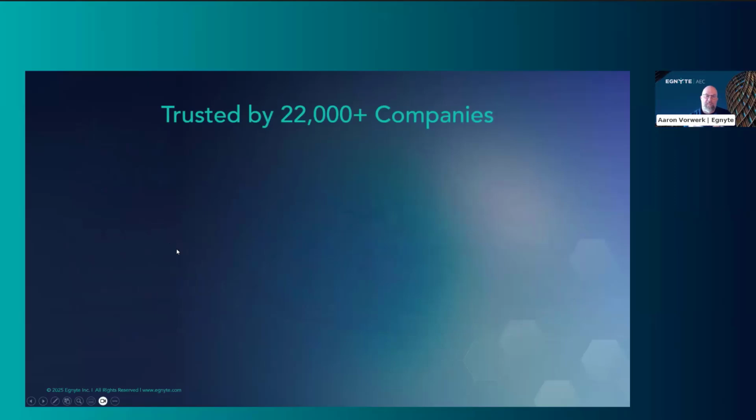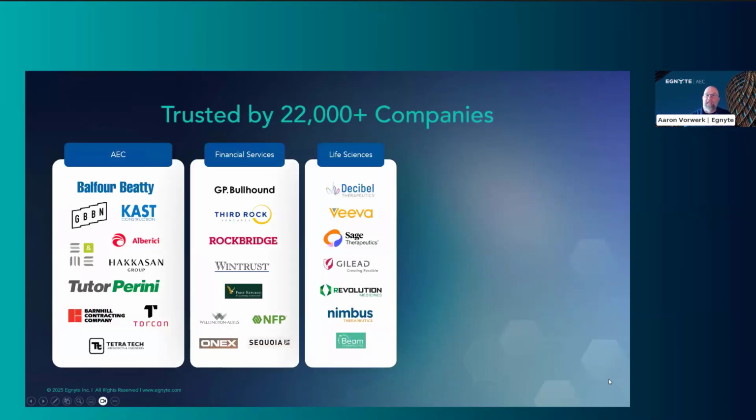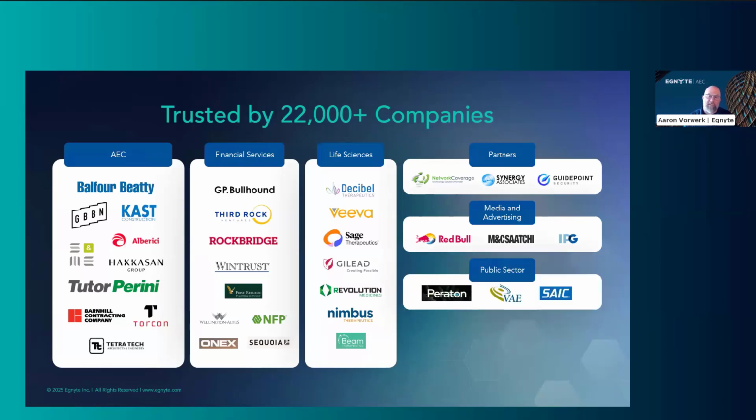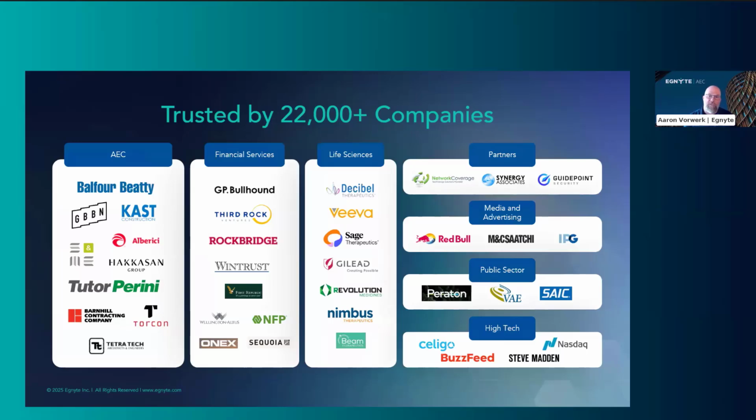We are not AEC specific in the sense that we cover any industry, and we're used on all seven continents by probably almost 25,000 companies now. Some of those you might recognize: Nasdaq, the market, runs on Egnyte; Red Bull, BioNTech, the pharmaceutical company, and then AEC companies like Balfour Beatty and so on. We're used in many places, and that requires us to achieve certain things. For example, we have to be able to support data residency anywhere in the world, which we do, and other capabilities in order to be used in the way that we are.